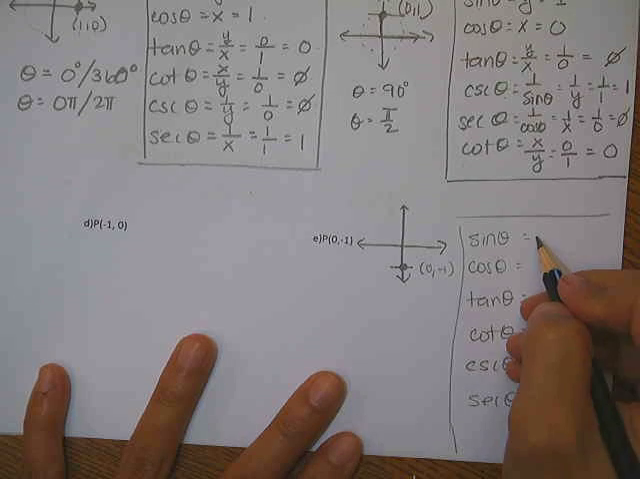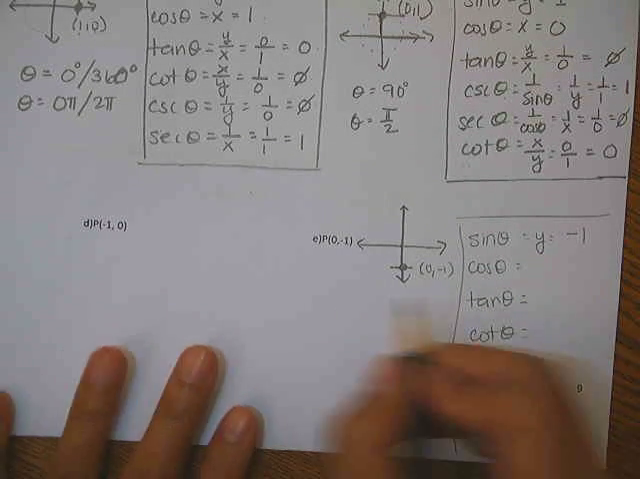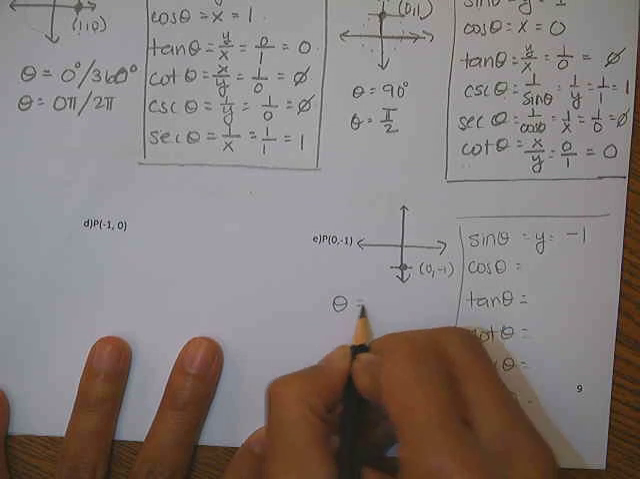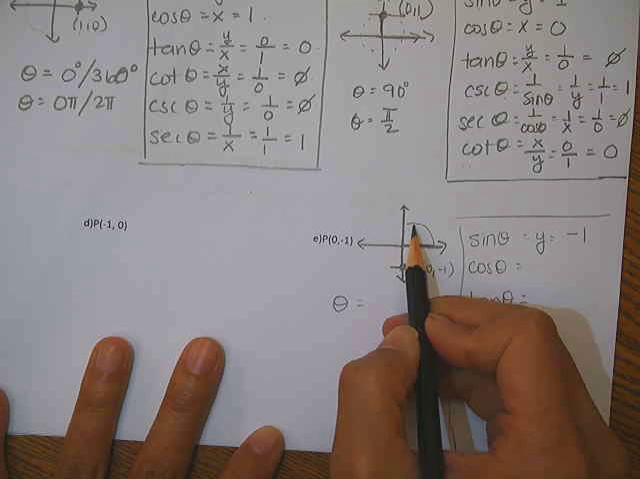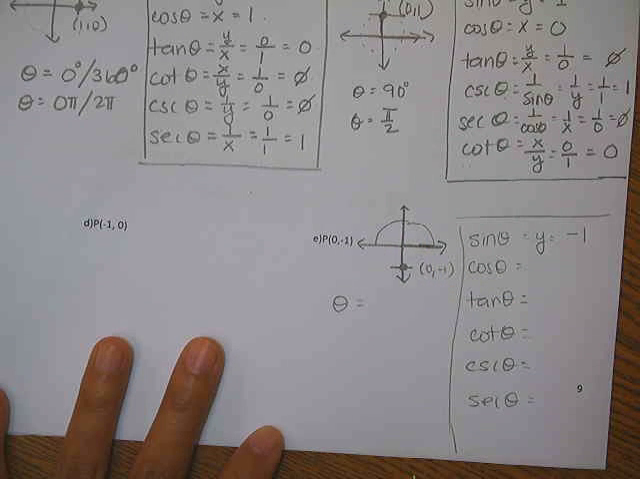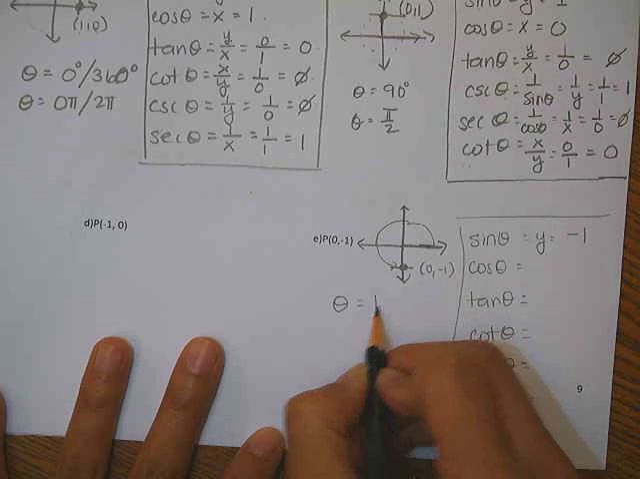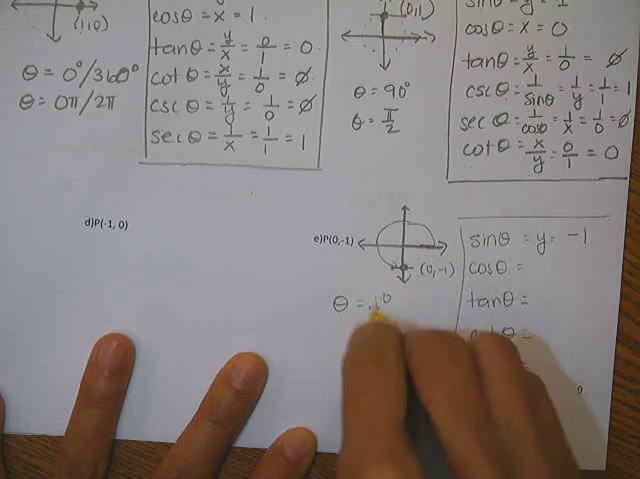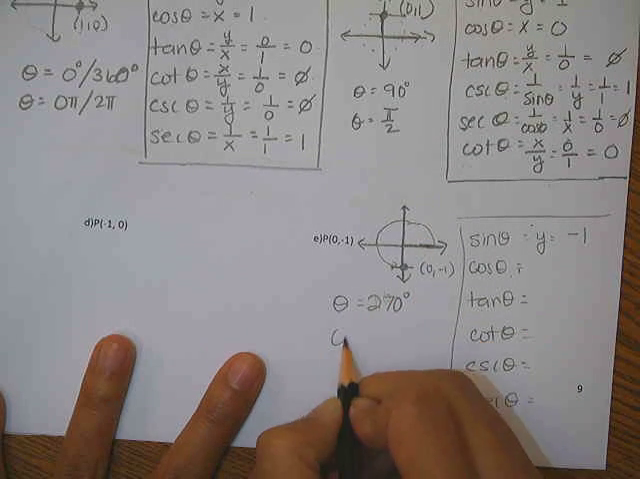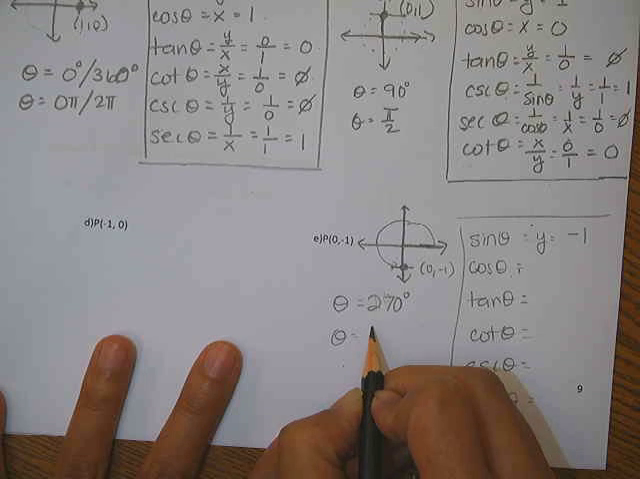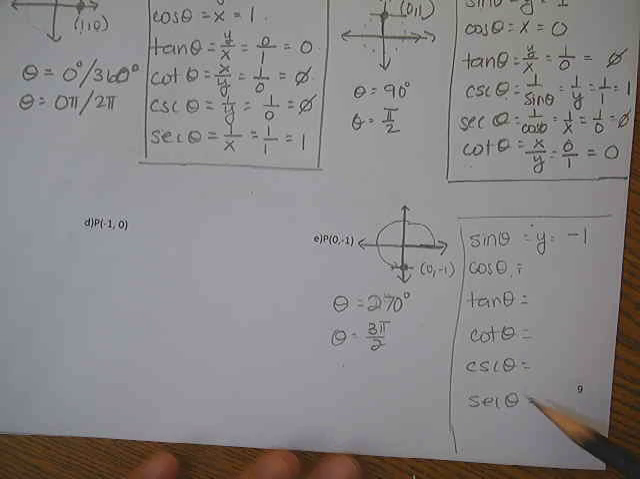Alright, sine is the same as y. Y happens to be -1, so my sine is -1. Oh, let's talk about what angle this is. Theta is, if we're starting from here, first quadrant, that's 90 degrees. Second quadrant, that's 180. We're now at third quadrant, so this is actually 270 degrees. Okay? 270 degrees is the same as 3 pi over 2 radians. Okay, so this is what it is.